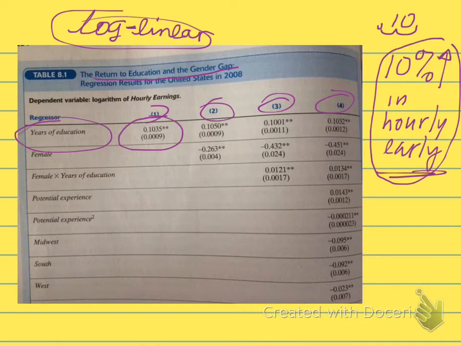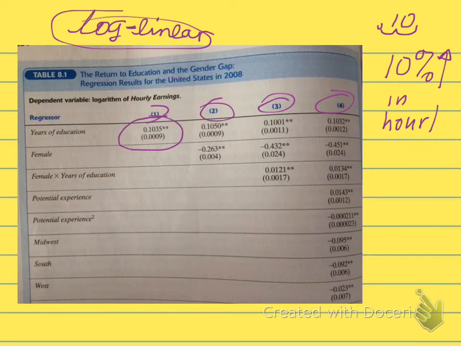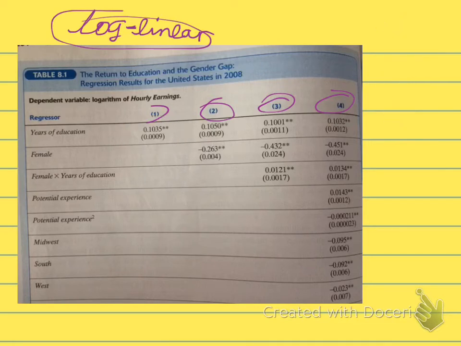And so that's what the focus is on this table as we go from regression 1 to 3 and 4. We're examining the gender effect of the returns to education, or the gender differences, or the gender gap in the returns to education. So let's take a look at that as we move across the regressions. But before we do that, let's notice some things about these regressions.